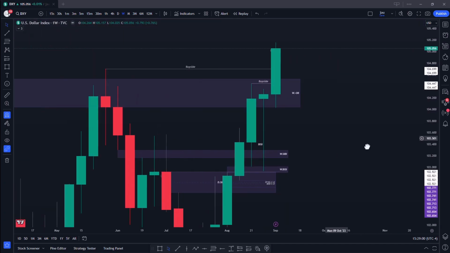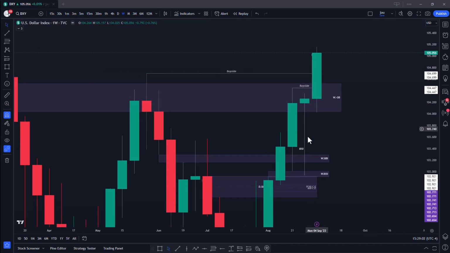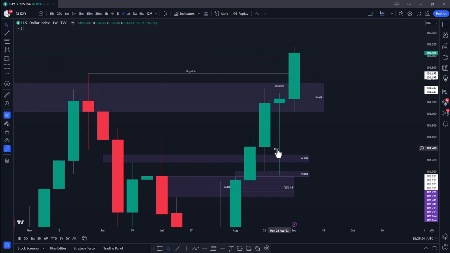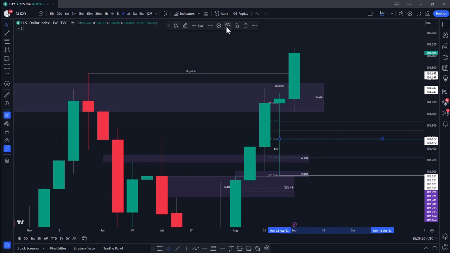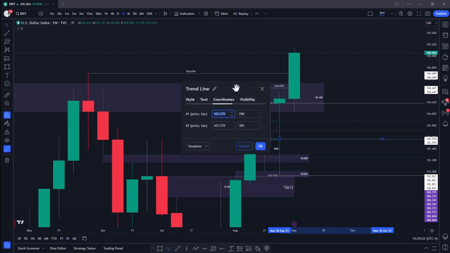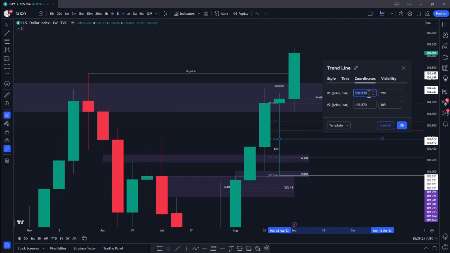So the PDRAs I'll be paying more attention to is the consequent encroachment of this very long tail, which is the 103.562 level. Let's plot that out now. I always just use the coordinate to make sure that I get the correct point.